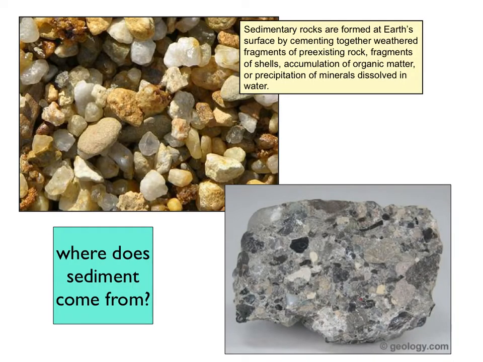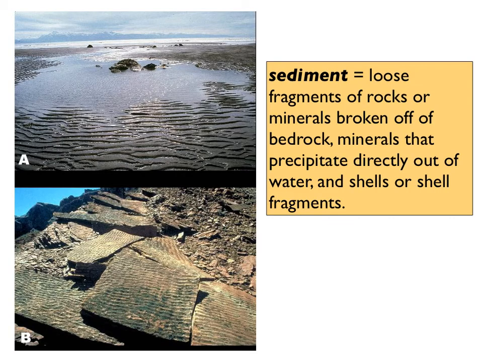Okay, so if we're going to talk about sedimentary rocks, we have to know what sediment is and where it comes from. Sedimentary rocks always form at Earth's surface through cementation of weathered fragments of pre-existing rocks, or fragments of shells, or the accumulation of organic matter, or the precipitation of minerals that are dissolved in water. Sediment refers to loose fragments of rocks or minerals that are broken off of bedrock. It can also refer to minerals that precipitate directly out of water or shells and shell fragments.